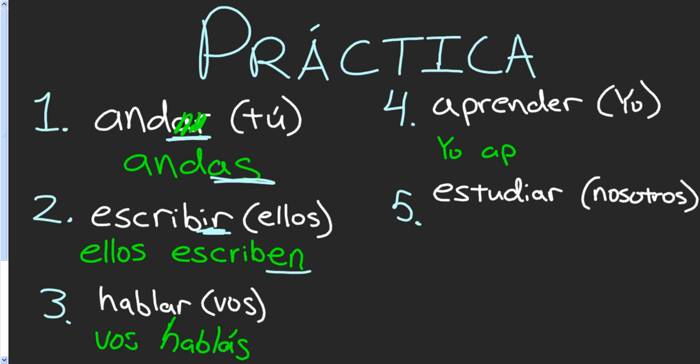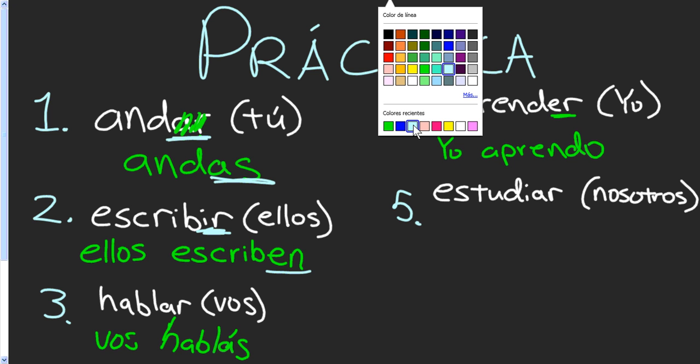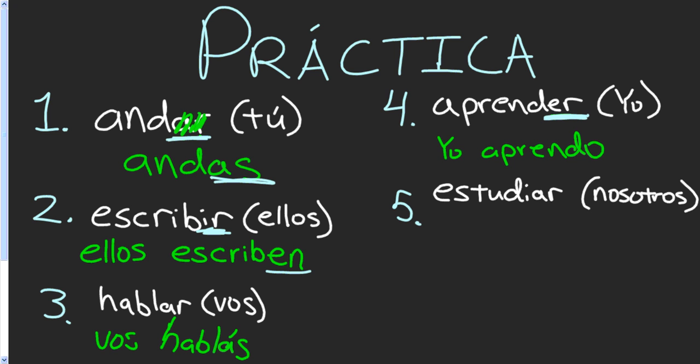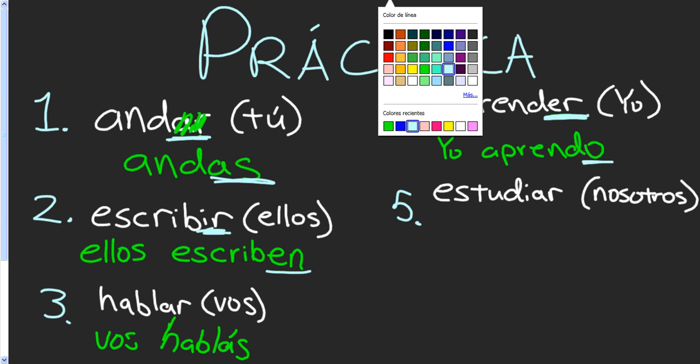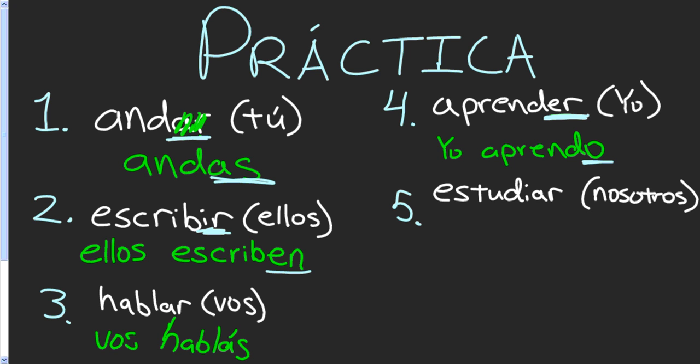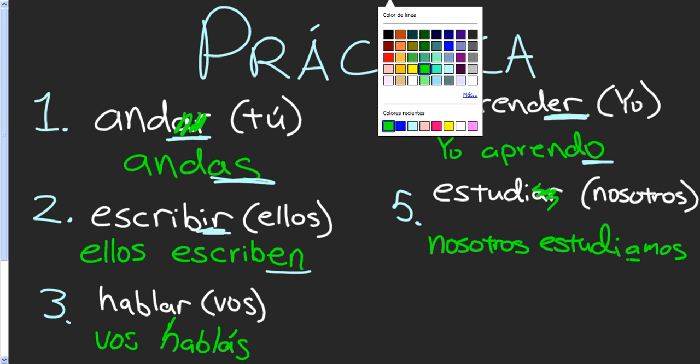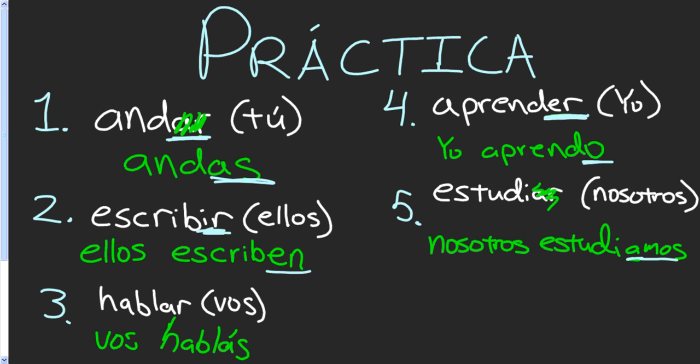Yo aprendo. And now it is an ER verb, but since we're in the yo form, it is a little bit easier because the ER and the AR verbs use the same ending for the yo form. And then nosotros, after we take off the last two letters, estudiamos. It's an AR verb, and it's also for nosotros, so that's why we have amos at the end of it.